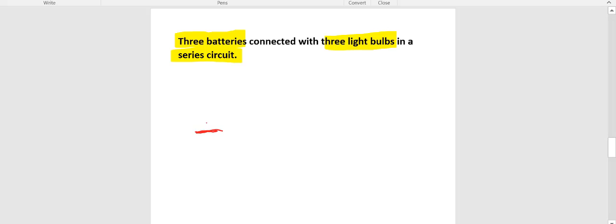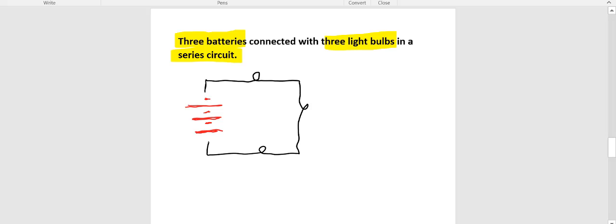Okay, so again, I'm going to start with my battery. 3 batteries. 1, 2, 3. Connect with 3 light bulbs, and it's a series circuit, so I know it's going to be 1 path. When I trace my finger, I just got to draw 3 light bulbs on that path. So I have 1, 2, I'm going to go around. That's 3.